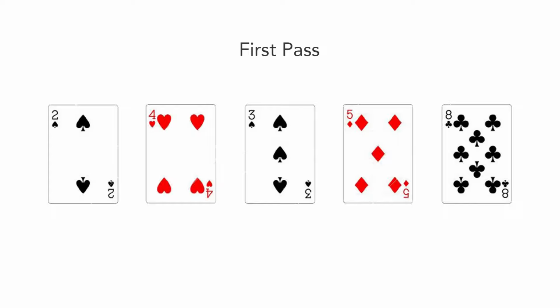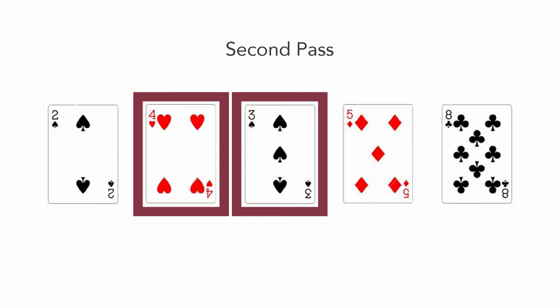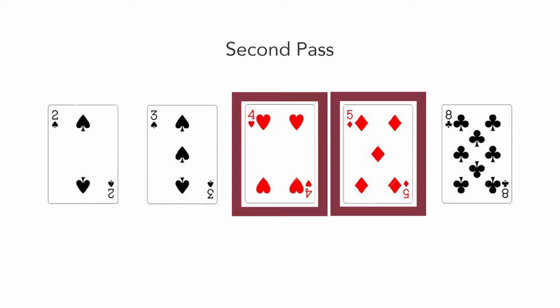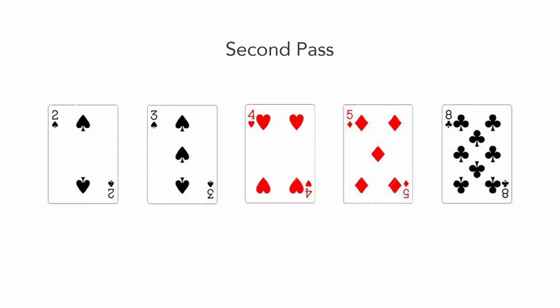Now we have finished the first part of the algorithm, and since 3 swaps have been made, we repeat the first step and proceed to the second pass. 2 and 4 are in order, so we move to the next two cards. 4 is greater than 3, so we swap them and proceed. 4 and 5 are in order, so we move to the next two cards. 5 and 8 are in order, and now we have finished the first part of the algorithm, and since one swap has been made, we repeat the first step and proceed to the third pass.